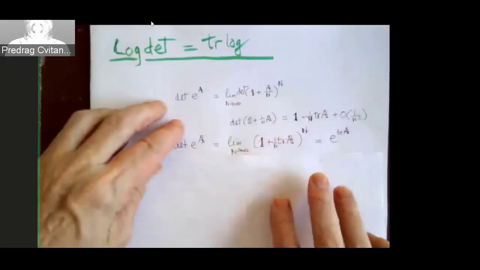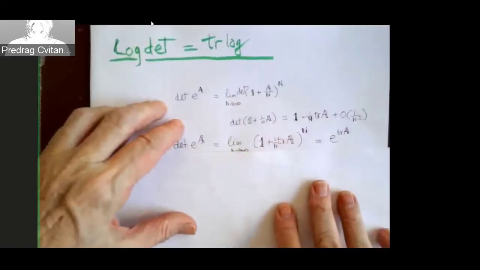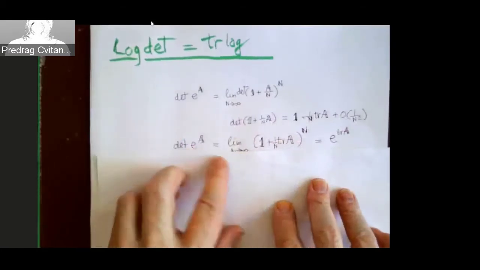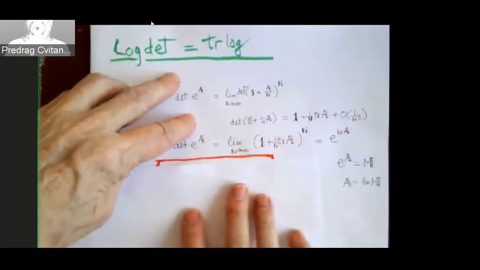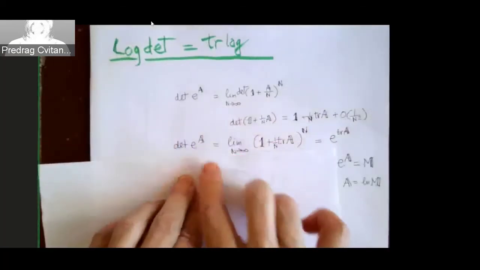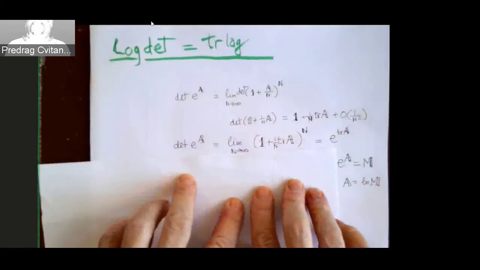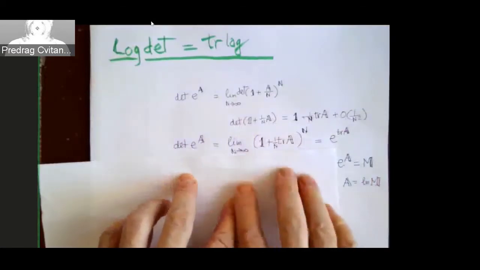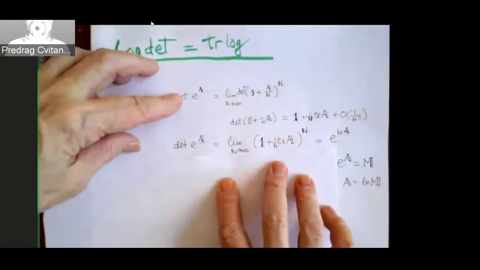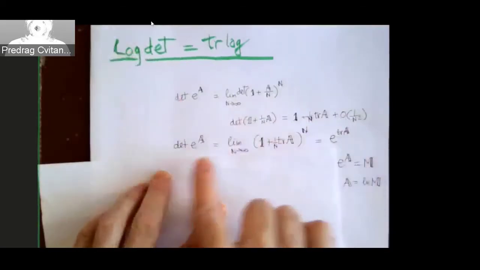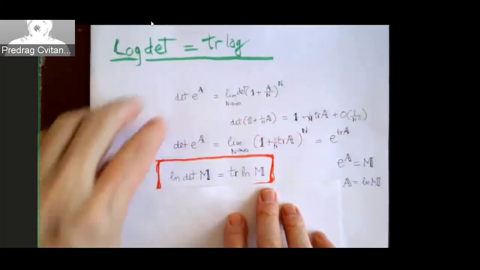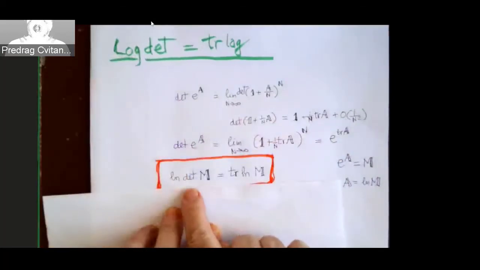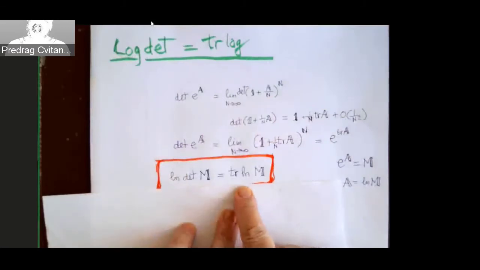So we get the formula that says the determinant of the exponential of a matrix equals the exponential of the trace of the matrix. Let's call this e to the A, let's call this matrix M, and A is the logarithm of M. Take the logarithm of both sides to bring this trace down. And we get the logarithm of the determinant of a matrix equals the trace of the logarithm.